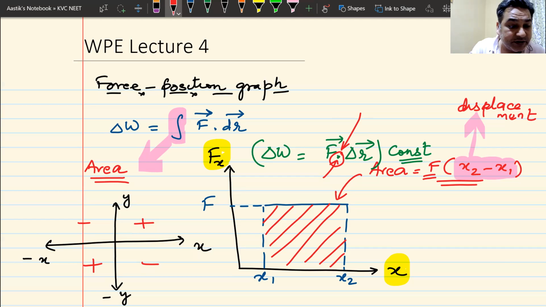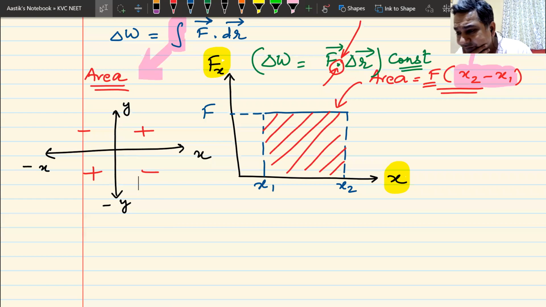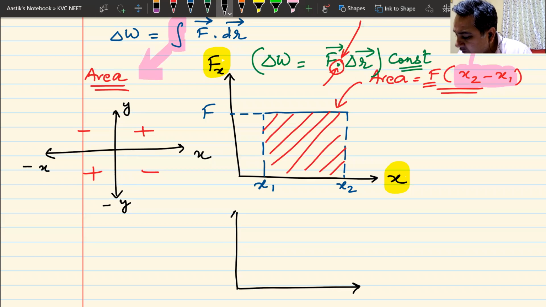I gave you an example of a force which was constant. Now, let us take the simplest example of a force which is not constant, but which is variable. And again, once you have the graph, things become a lot easier because you don't have to do integration. You just need to calculate the area. For example, the most likely candidate that you will get for a variable force would be something like this. The force varies like this.